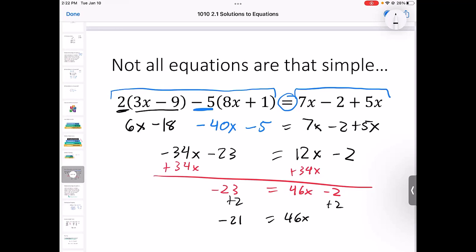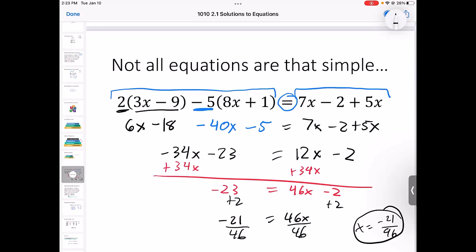And then what would our last step be to finish solving that? Yep, divide by 46. And I don't think that can be simplified at all. So I think our final solution would just be x equals negative 21 over 46. And you could take this answer and plug it back into the original equation. And assuming that we solved everything correctly, it should make the equation true. In this case, I'm not going to do that because that's kind of a nasty looking fraction. I don't want to have to check that.